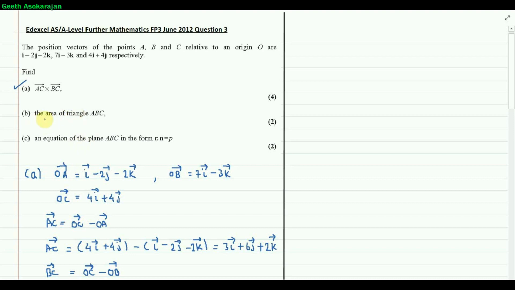Now let's have a look at part B. Part B is to calculate the area of the triangle ABC. Now, if you're not aware of how to work out the area of a triangle, let me write down the formula. To work out the area of a triangle using vectors, the formula is half the modulus, and with regard to the problem, it's half the modulus of the cross product of AC cross BC.